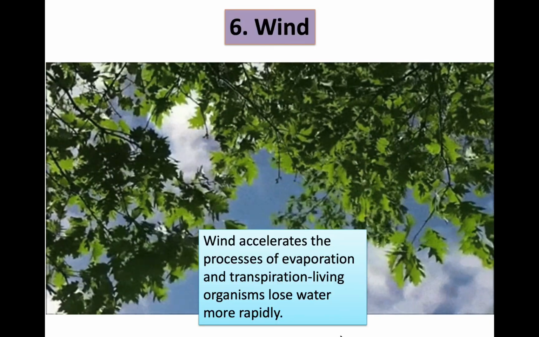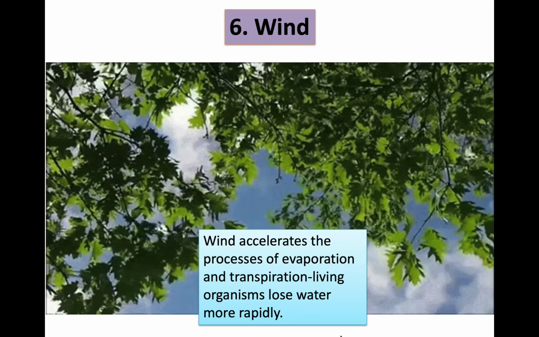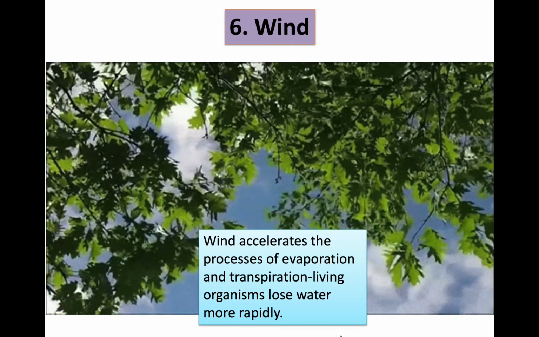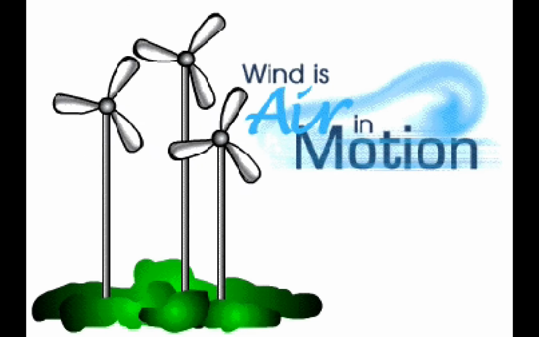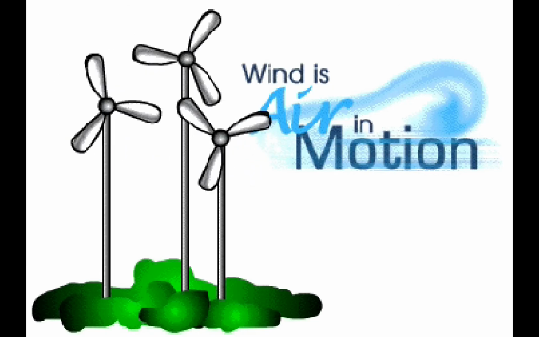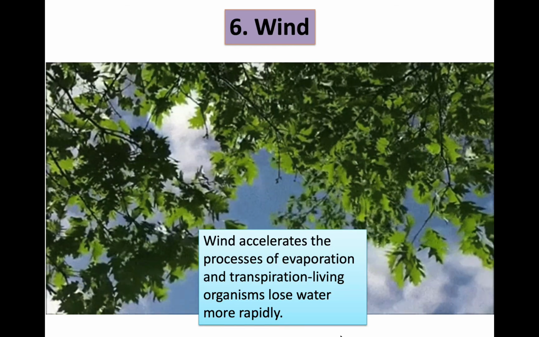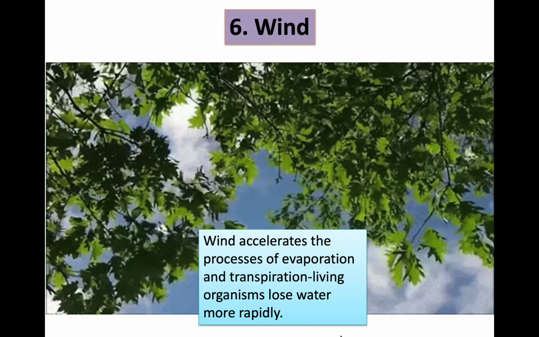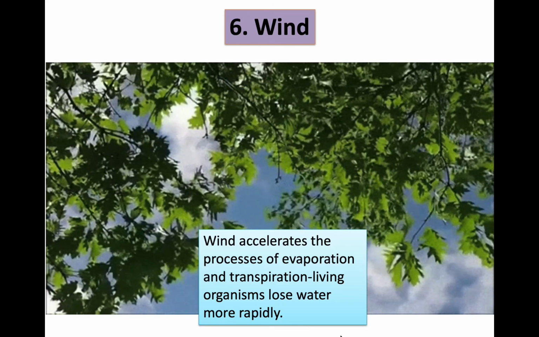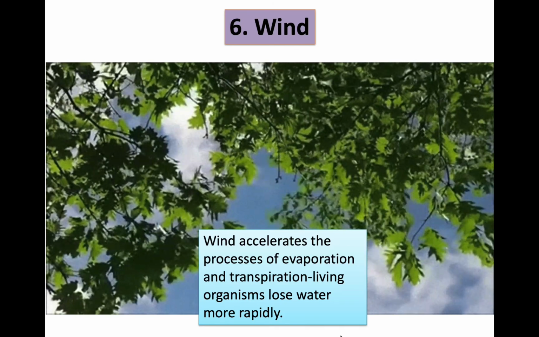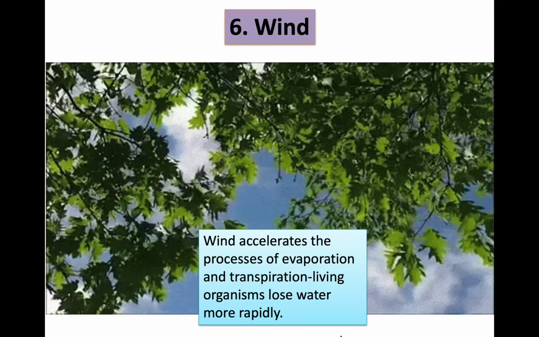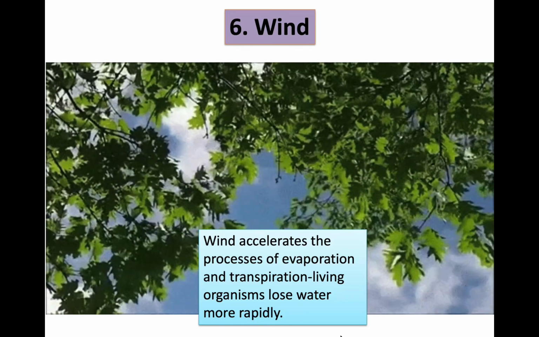And the final abiotic component we are looking at is wind. Children, what is wind? Very good. Wind is moving air, and it is able to speed up the processes of evaporation and transpiration. And this results in living organisms losing water very, very quickly, more rapidly.